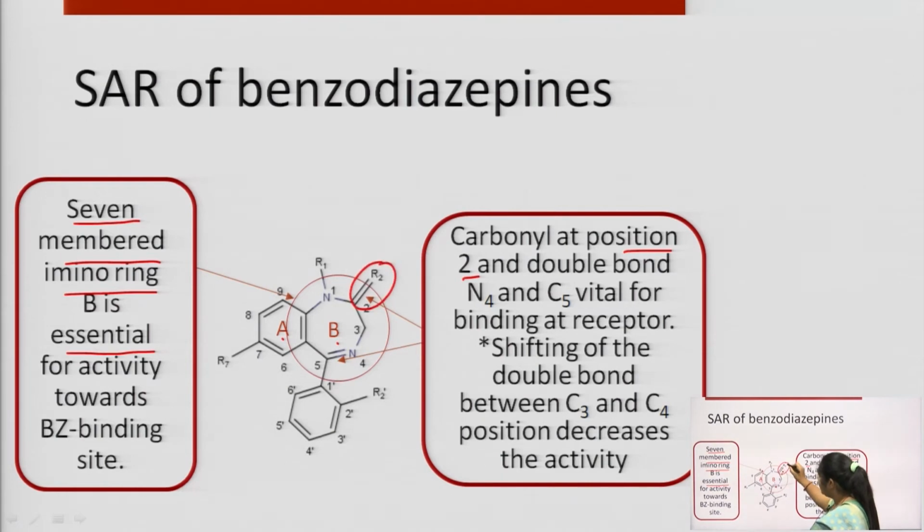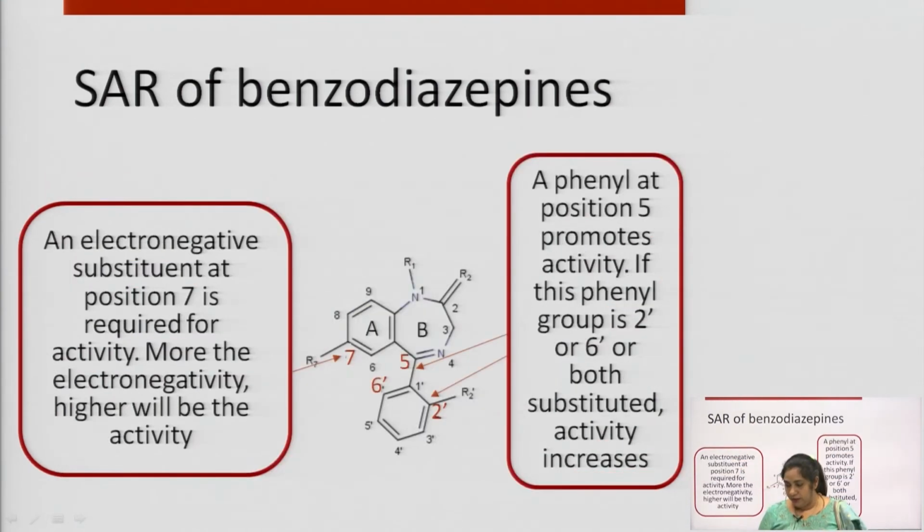Apart from that, we have carbonyl at position number 2. As we have seen, we have replaced this R2 with O in case of diazepam. So this carbonyl group and even the double bond between the nitrogen and the 5th carbon atom, that is the double bond N4 and C5, they are also vital for the binding at the receptor. Suppose if we shift this double bond to between carbon number 3 and nitrogen number 4, that will lead to a decrease in the activity.